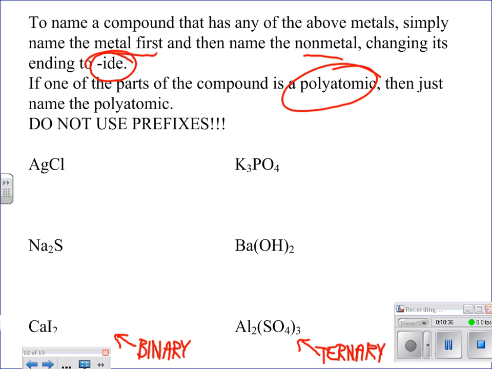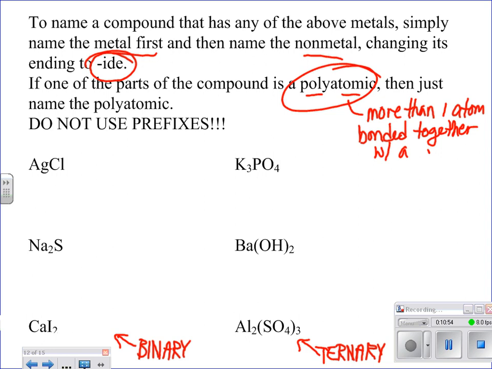So maybe you need to remind yourself what a polyatomic ion is. Poly means more than one, and it's polyatomic, so more than one atom bonded together with a charge. That's what makes it an ion.